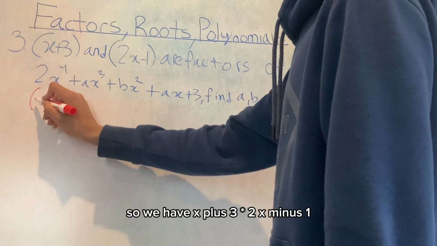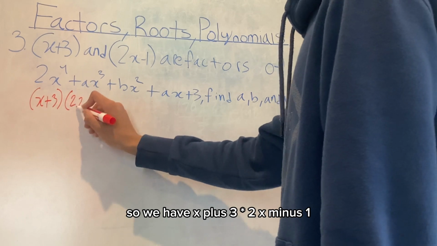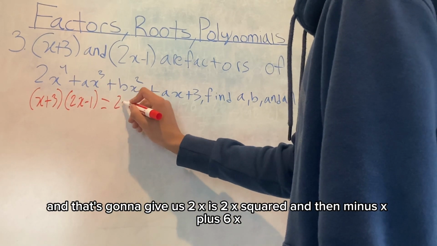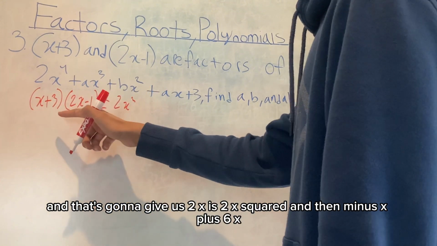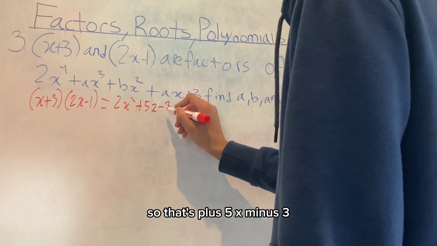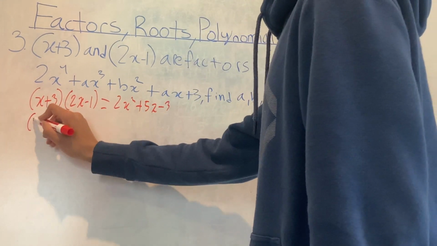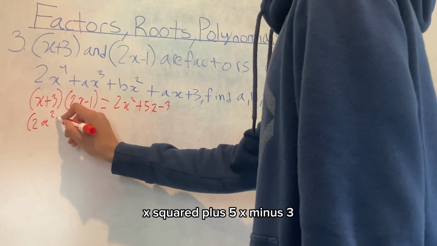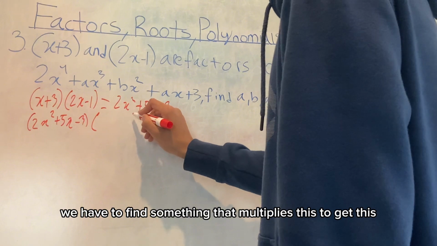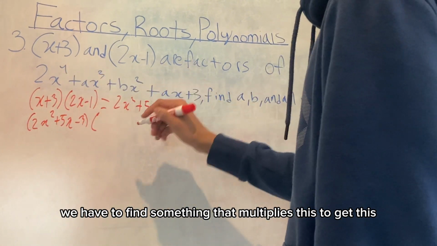So we have x plus 3 times 2x minus 1, and that's going to give us 2x squared, and then minus x plus 6x, so that's plus 5x, minus 3. Now, with 2x squared plus 5x minus 3, we have to find something that multiplies this to get this.